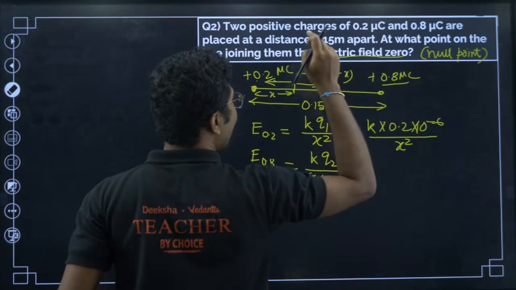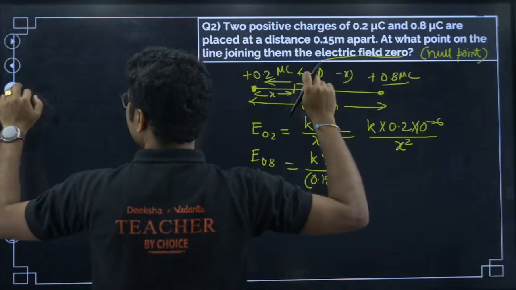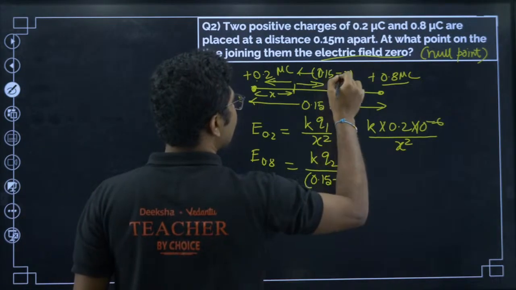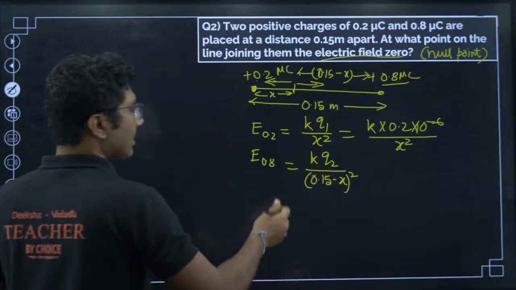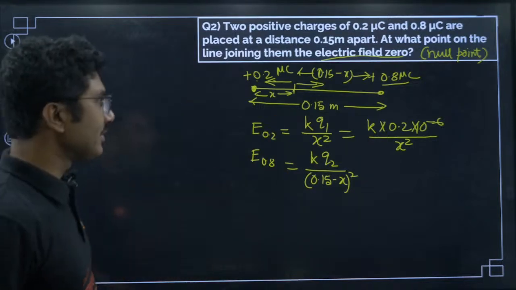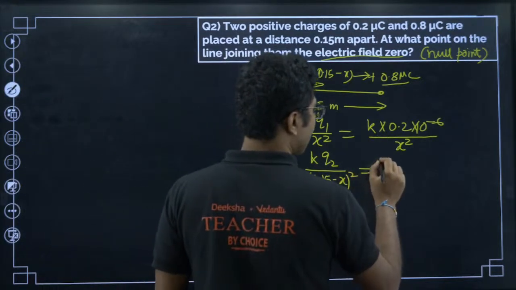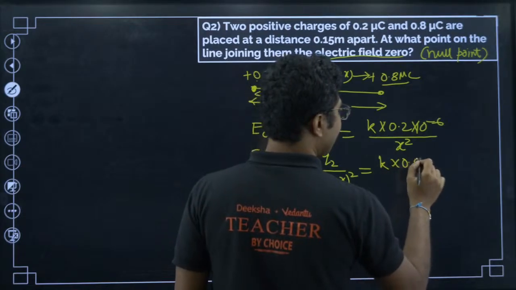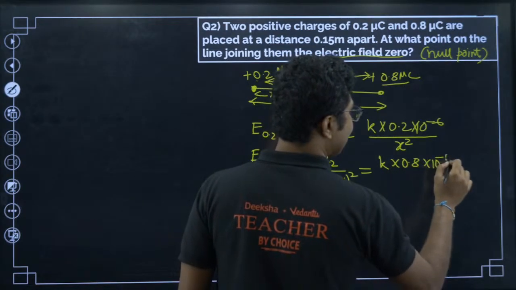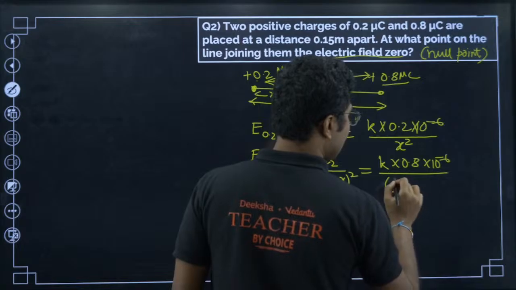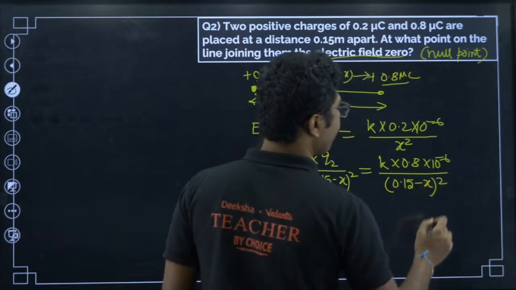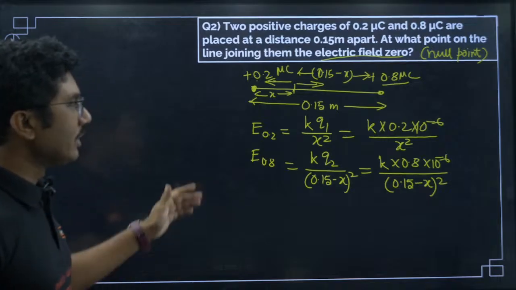This is the most difficult part of this problem, figuring this out. Okay. So if you figure out these two equations, then the problem is very simple. So K into 0.8 into 10 to the power of minus 6 divided by 0.15 minus x whole square. Okay. So these are the two electric fields.